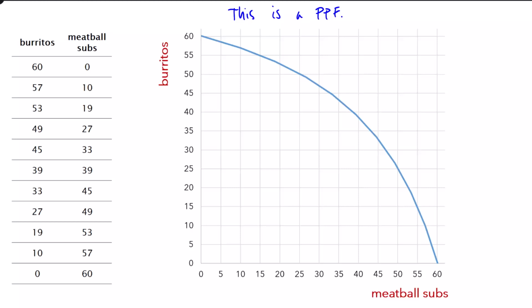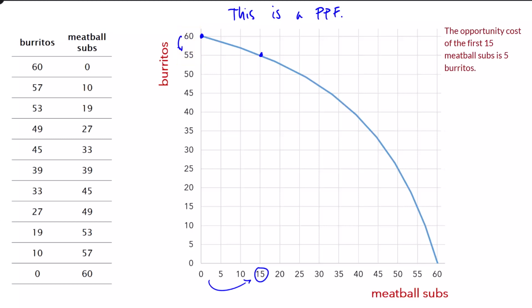Okay, so let's say that this country is using all of its resources to produce burritos, and it's not producing any meatball subs. And so it's at this point right here. Then, if it decides to shift some of its resources to meatball subs, let's say that it starts producing 15 meatball subs. So it goes from there to there. So to do that, it has to give up 5 burritos, from 60 to 55.